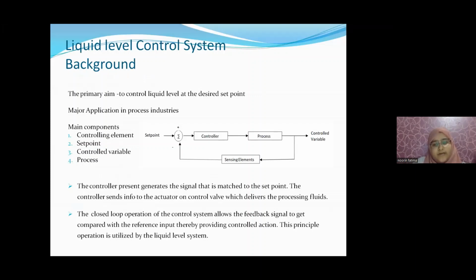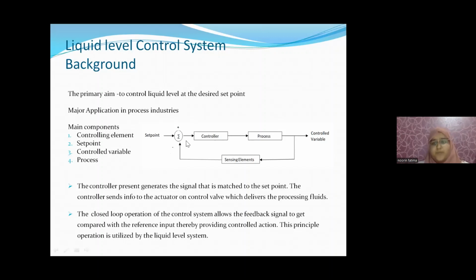First, liquid level control. Why do we have liquid level control? Because we need to maintain the liquid level at a certain desired point. This is generally used in most of the process industries. So this here is a basic control diagram for a liquid level control.